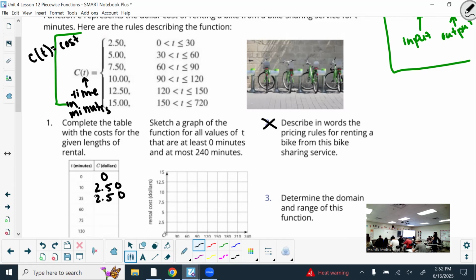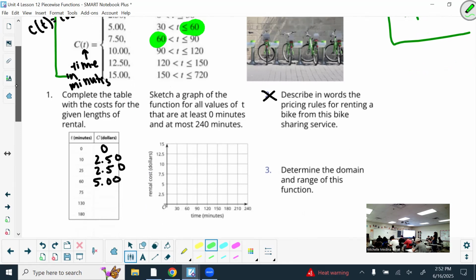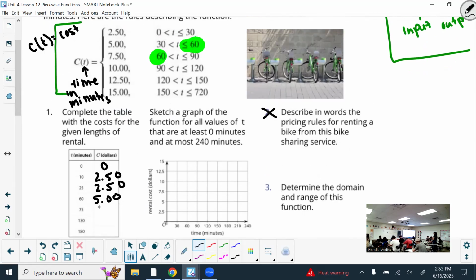Miss Talia, how much does it cost for renting it for 60 minutes? What did you say? $5. Now that one's kind of tricky because you see the 60 in two different spots. You need the one that has the equal to with the inequality symbol. And T is equal to 60, it's $5. Lakeland, what about when we rented for 75 minutes? Good. Dinner, 130 minutes. $12.50. Because again, it falls in this interval, not this one. We're not just going down the list. 130 is between 120 and 150. So that's the price. James, what about 180 minutes? $15.